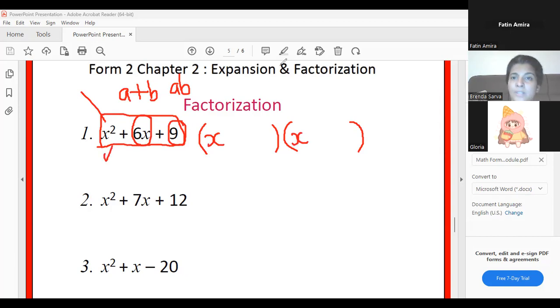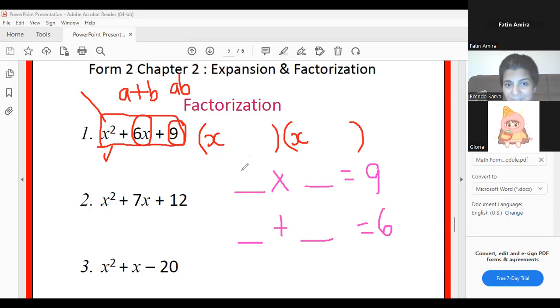Do you understand? Now my question to you would be, what are the 2 numbers that when I multiply, I'll get 9? Something times something, I will get 9. And that same number plus with each other, I'll get 6. Okay, very good. So this is easier already, right? So your answer is 3.